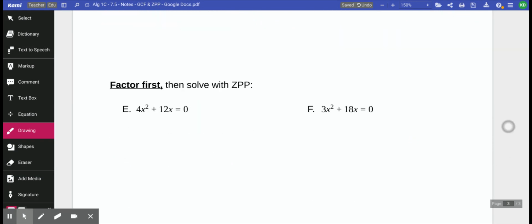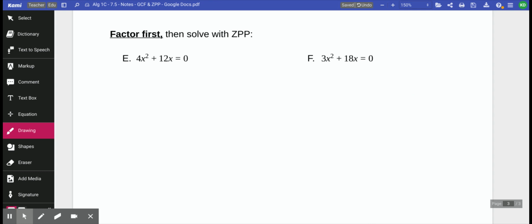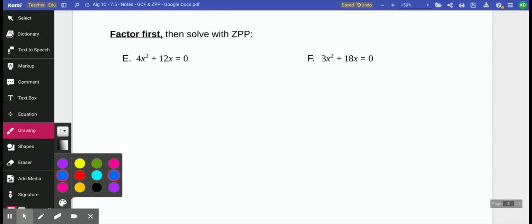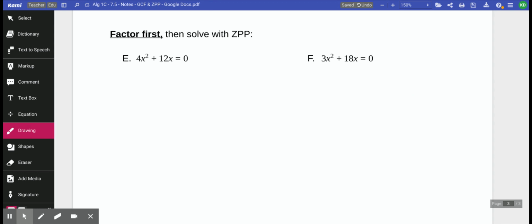Just kidding. We have some factoring and then solving. So here's our last couple examples. So 4x squared plus 12x equals 0. So we're going to kind of ignore the equals 0 for right now. This is like something we just learned how to factor, okay? So we're just going to look at those first two terms on the left side of the equal sign. And we're going to say, what do they have in common? Well, 4x squared plus 12x. So 4 and 12 are both multiples of 4.